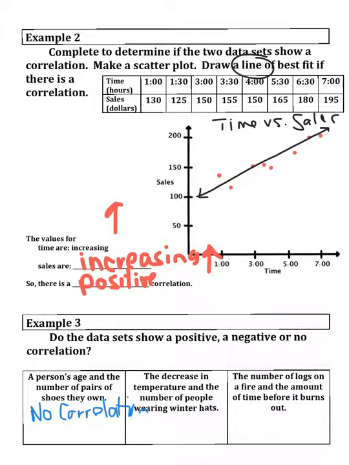Next, the decrease in temperature and the number of people wearing winter hats. As the temperature outside goes down, the amount of people wearing winter hats we would think would generally go up. And because we can make that assumption with a strong enough feeling, we could say that one's going down while the other's going up, which is a negative correlation.